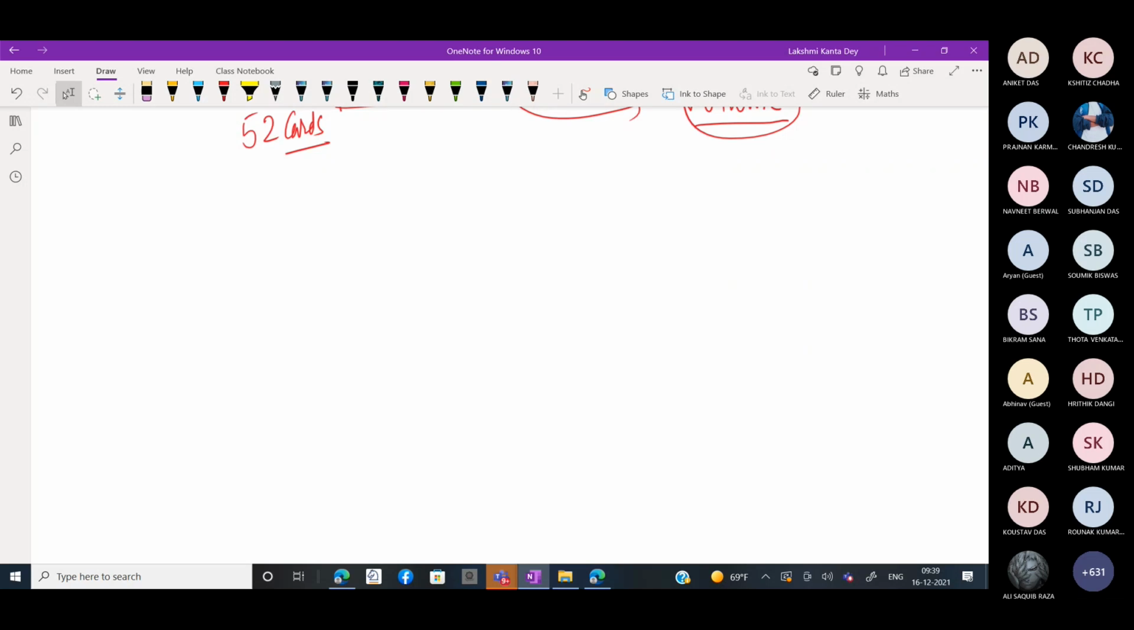Next, I would like to give some other types of regions, that is type 1, type 2, and type 3. Different types of region.